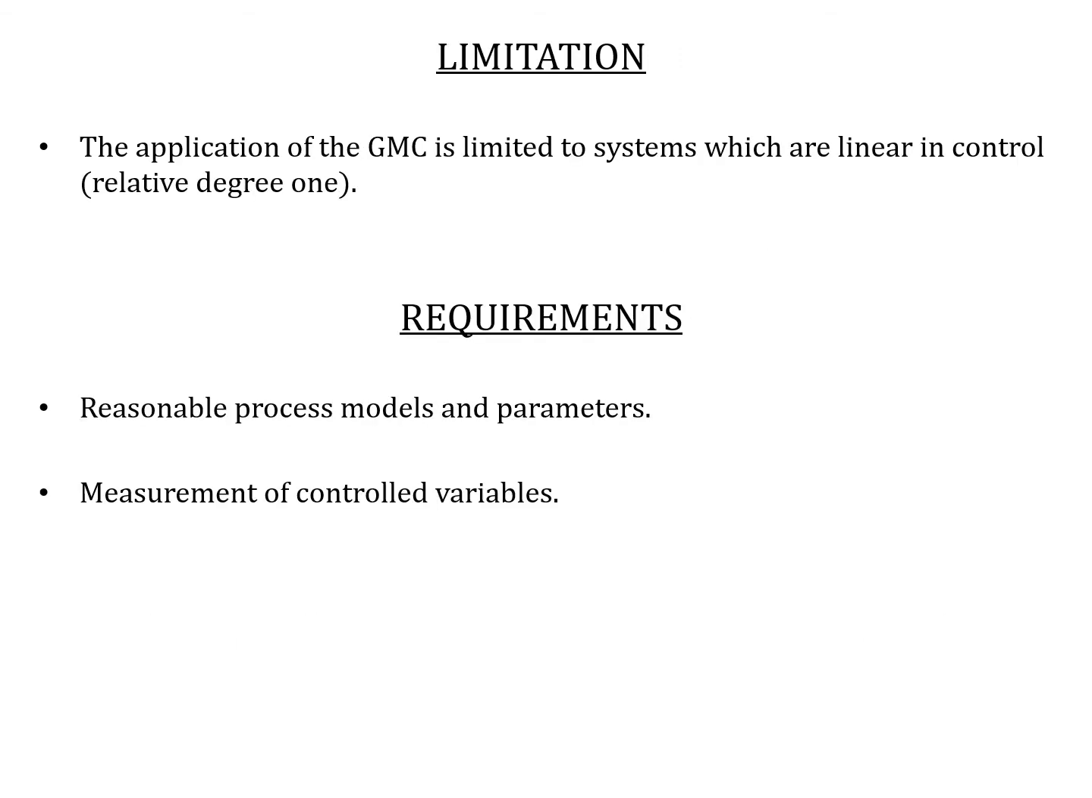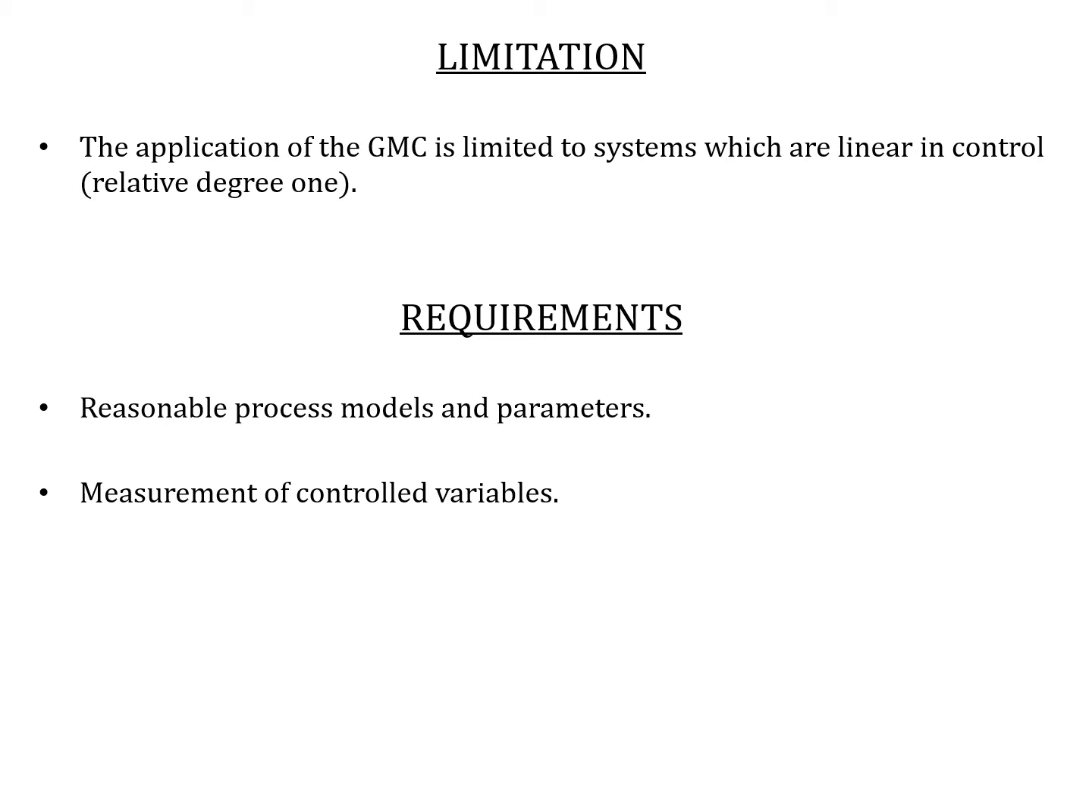However, it's limited to systems which are linear in control, or basically we call relative degree 1, which means linear in control. We'll see later that we are able to formulate in terms of u equals something. If we cannot get u equals something, then it will be difficult to implement. If the u becomes a nonlinear term and we cannot simplify it to get u equals something, then it's not linear in control and not relative degree 1, and we're not able to use it. These are some of the limitations.